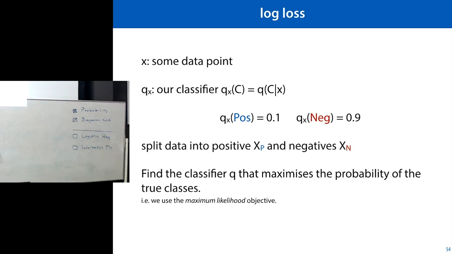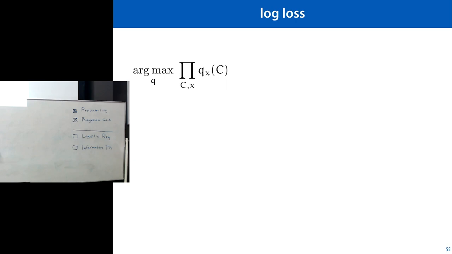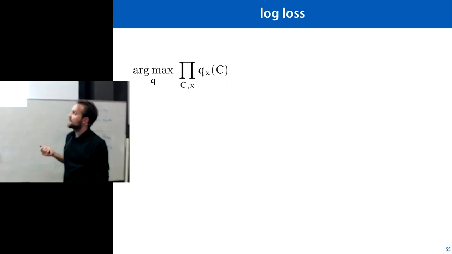So we'll write the conditional probability of the class given X as Q sub X, C, just to make the notation a little easier. And we know that if the probability of pos is 0.1, then the probability of neg should be 0.9, because they have to sum to 1. So now the question is, find the classifier Q that maximizes the probability of the true classes. So we use this maximum likelihood objective on the classes. We have a given X, we have a probability over a certain sequence of classes, and we want to find the Q that maximizes the probability over those classes.